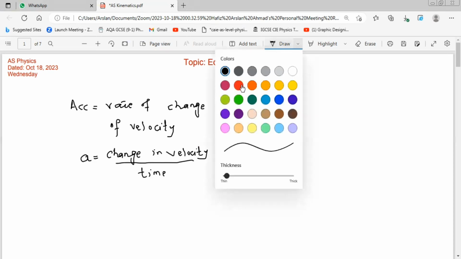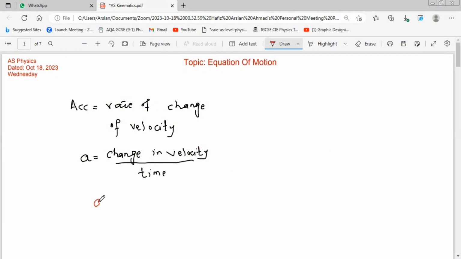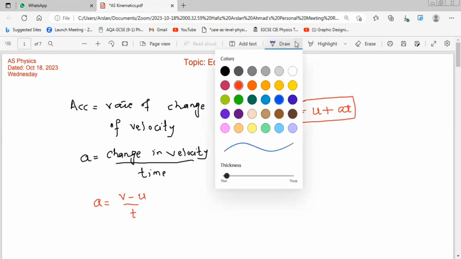So also you can write the formula of acceleration symbolically: a is equal to final velocity minus initial velocity, divided by time. So from this formula we will get the first equation of motion. If we make v the subject, you will get v is equal to u, initial velocity, plus acceleration multiplied by time. So this is the first equation of motion, which we have discussed in O levels. So let's start the second equation.